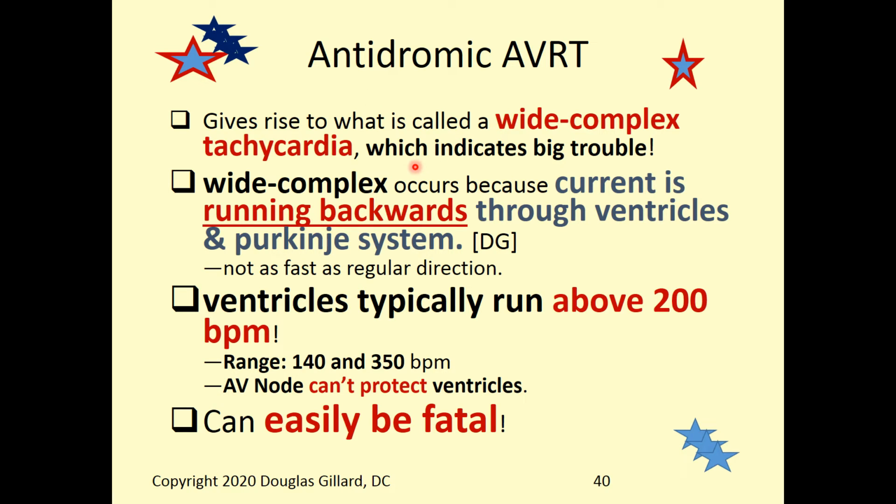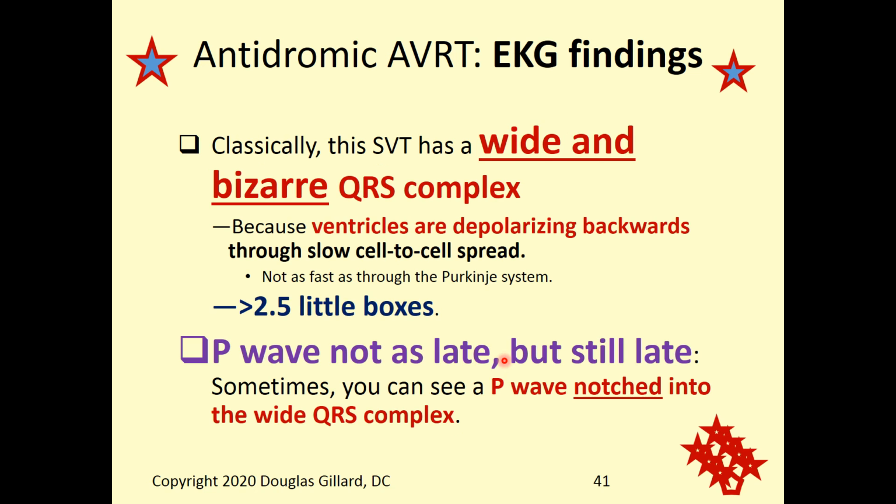It gives rise to what's called a wide complex tachycardia, because the QRS complex is very wide. It's using slow cell-to-cell spread, the rebel current at first, before it goes fast, so it strings out the QRS complex. Ventricles typically run above 200 beats per minute. It can be fatal. It can run up to 350 beats per minute and kill the patient before they even get to the hospital. So a very deadly type of supraventricular tachycardia.